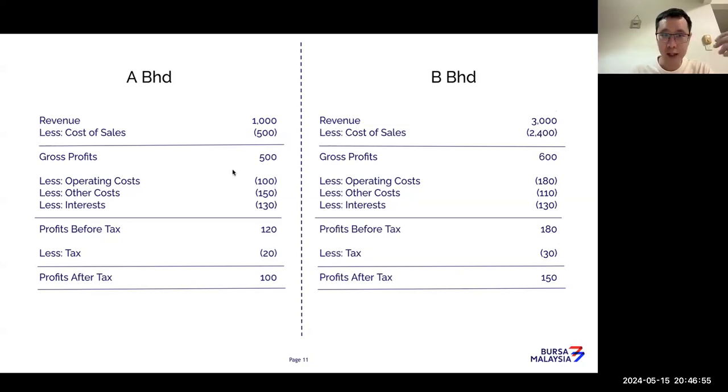Now, you know that A Berhad makes about, let's say, 100 million ringgit. B Berhad is making 150 million ringgit. So the profit here is higher. But the net profit margin for A Berhad is higher than B Berhad. So guys, type in the chat box, which of the two companies in terms of net profit margin do you prefer? Is it A Berhad or is it B Berhad? Okay, so all of you guys are typing in A. Fantastic. Okay, very good.